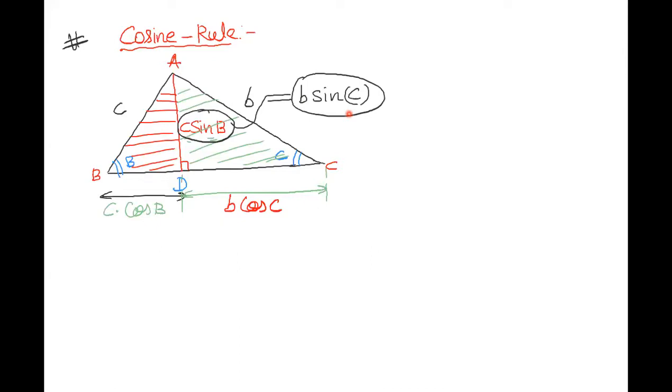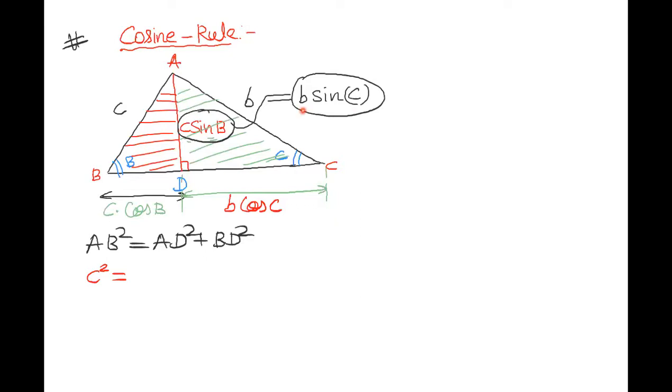Let's consider this red-colored triangle and apply Pythagoras in the right angle triangle. So what will it be? AB square, hypotenuse square, is equal to perpendicular square plus base square. Now AB is nothing but c. So c square is equal to AD square plus BD square. What is AD? AD you can write as c sin B also, or b sin C also.